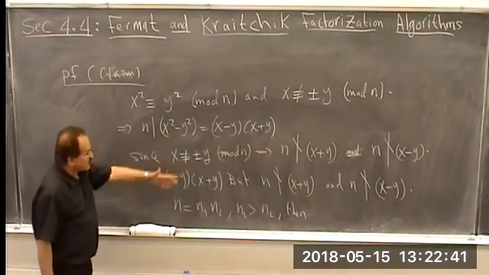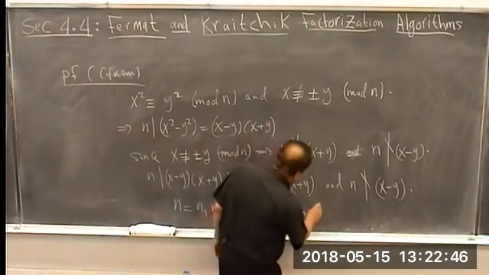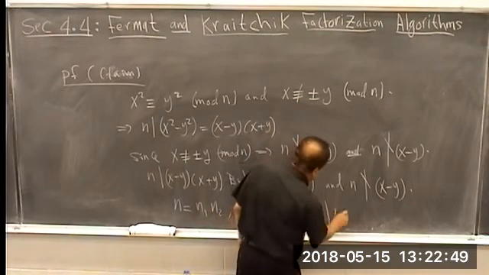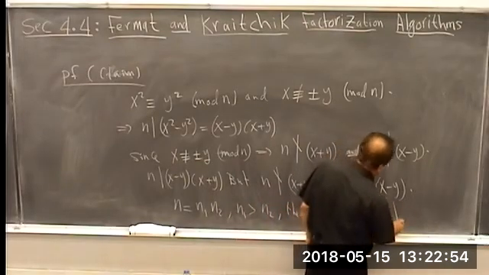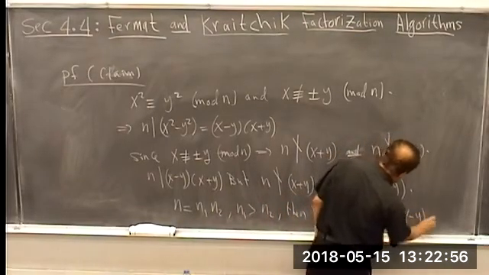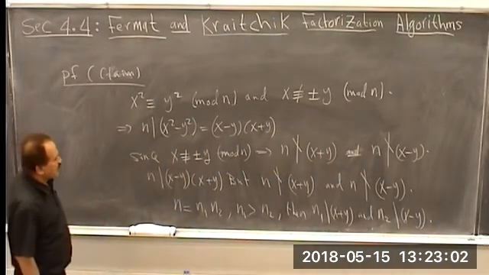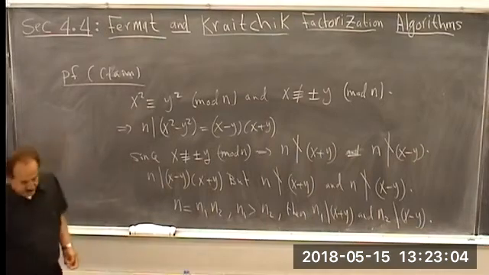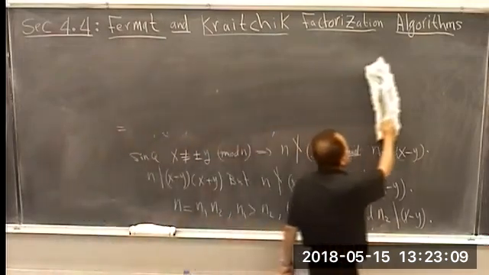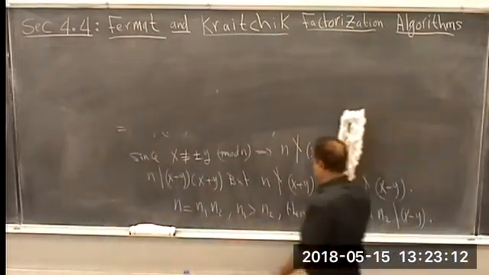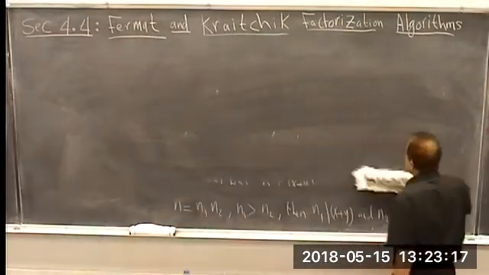Then this n that divides the product is coming from n1 and n2, which means that n1 is going to divide x plus y, and n2 is going to divide x minus y. All right? Which makes the greatest common divisor of x plus y actually bigger than or equal to n1, at least bigger than or equal to 1, right?